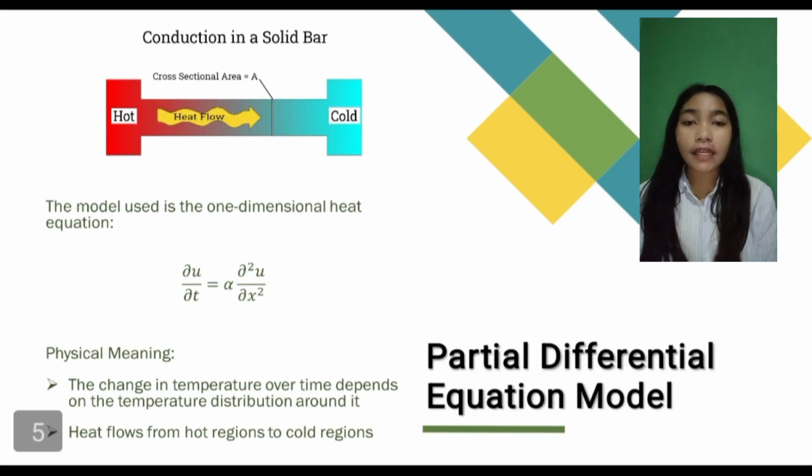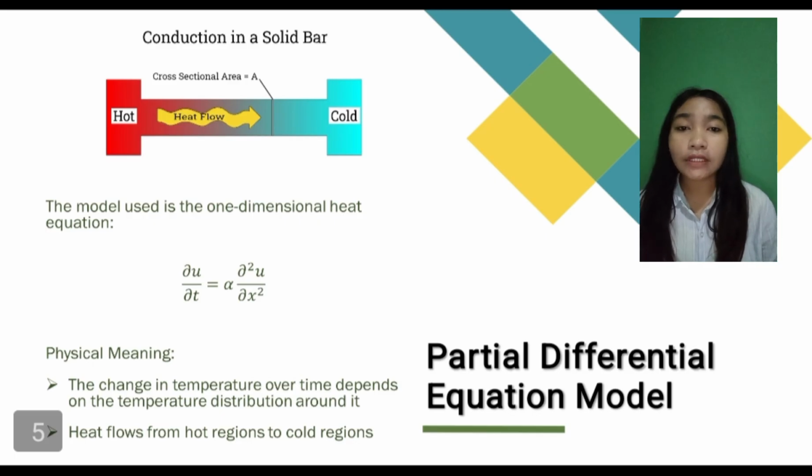Okay, next, in the diagram, we can see a solid bar where one end is hot and the other end is cold. Heat naturally flows from regions of higher temperature to regions of lower temperature. This process is known as heat conduction. To mathematically describe how temperature changes along the bar over time, we use the one-dimensional heat equation, which is a type of partial differential equation.